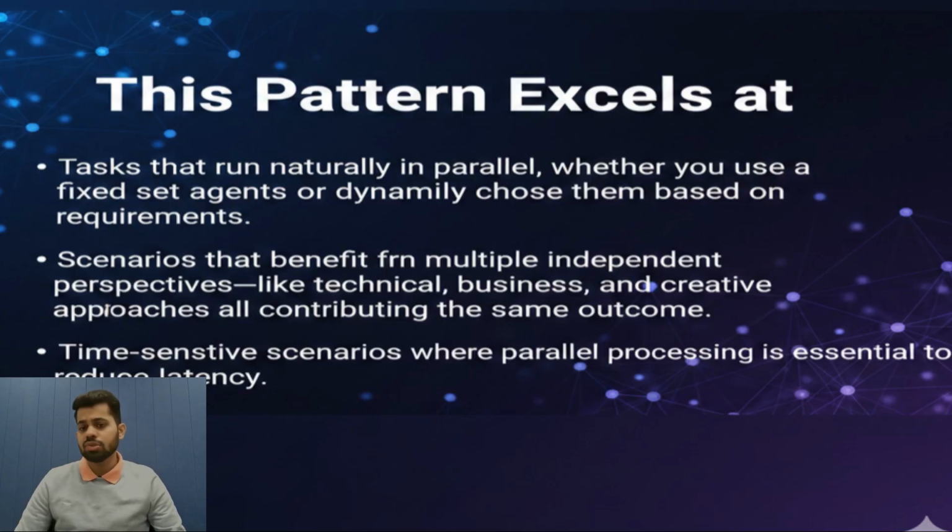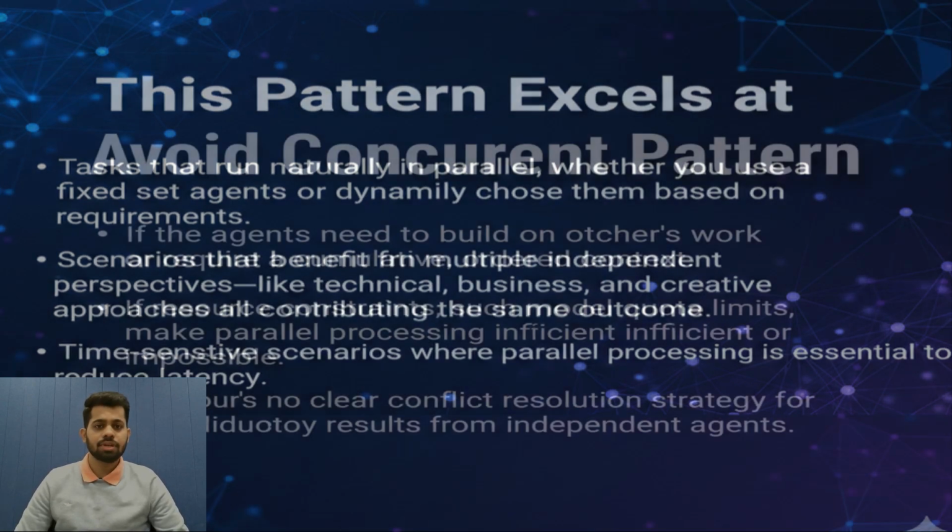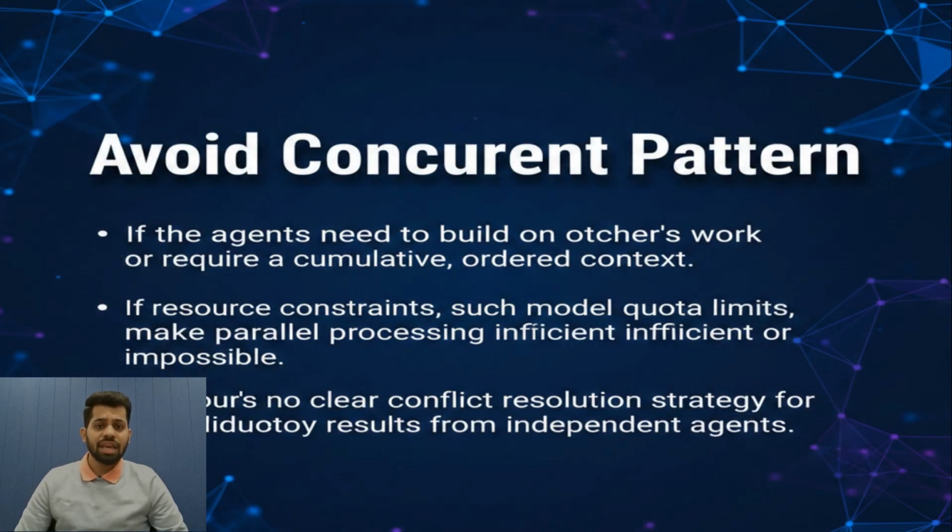Now let's see where we can use this kind of workflow. Tasks that run naturally in parallel, whether you use a fixed set of agents or dynamically choose them based on the requirements. Or scenarios that benefit from multiple independent perspectives like technical, business, and creative approaches, all contributing to the same outcome. And also time sensitive scenarios where parallel processing is essential to reduce latency. Now let's see where you should avoid it. If the agents need to build on each other's work or require cumulative context, you should avoid it. And if resource constraints are there, like model quota limits or parallel processing being inefficient, then you must avoid this kind of workflow.